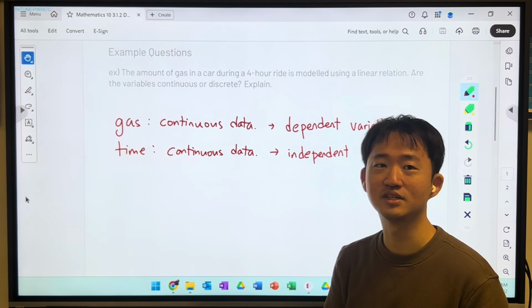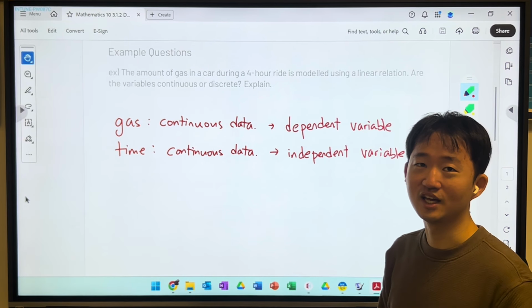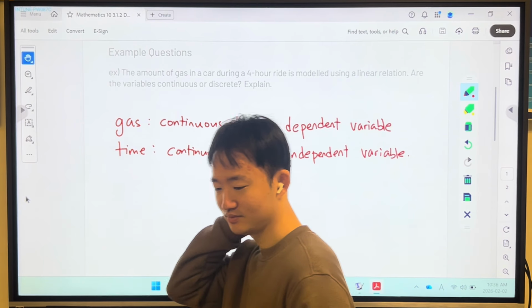So once again, continuous data is something that you measure, and discrete data is something that you count.